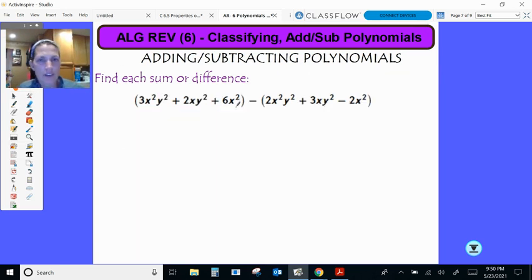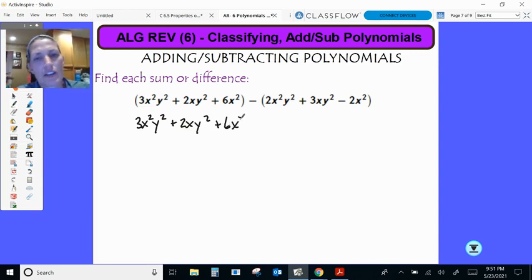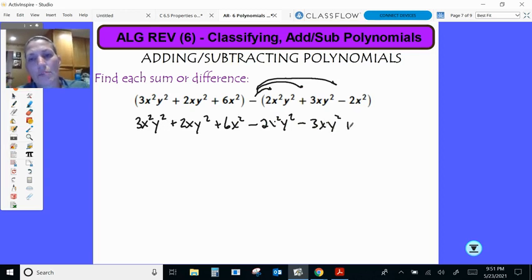Okay, so this guy right here, we have to be careful because we have a negative sign here, okay? So we have to rewrite this guy. We have 3x squared y squared, plus 2xy squared, plus 6x squared, and then minus 2x squared y squared. So we have to distribute this negative sign throughout, right? So minus 3xy squared plus 2x squared, okay?